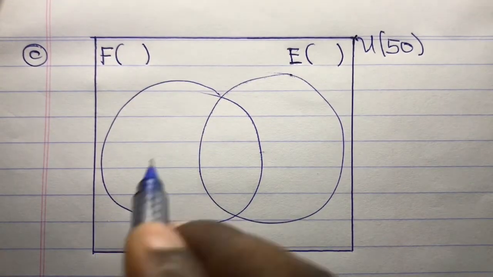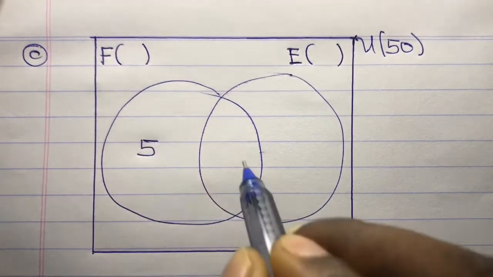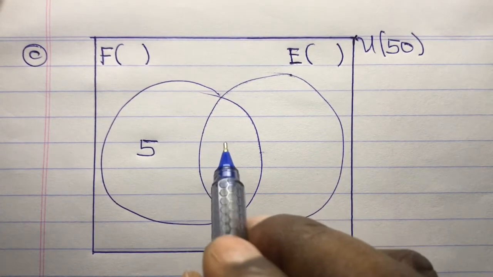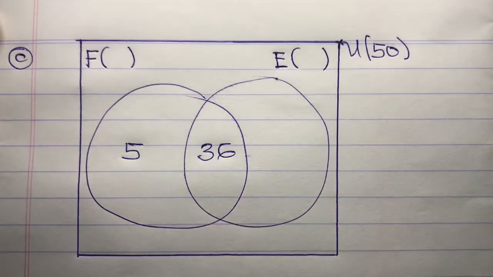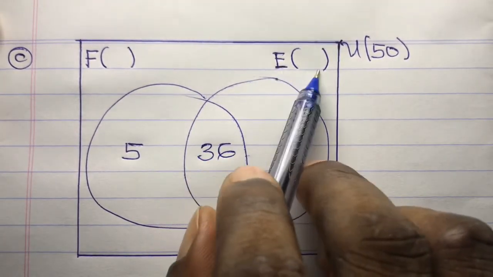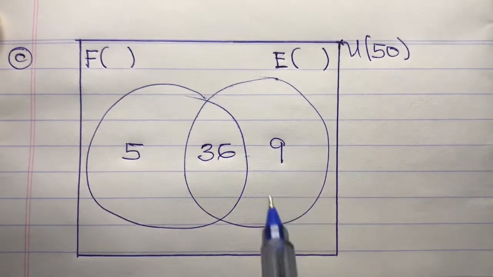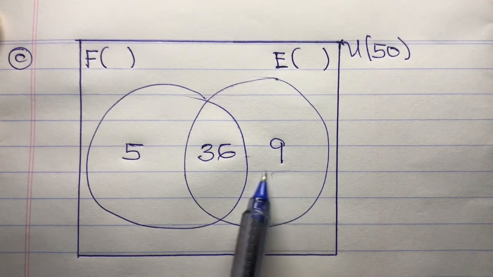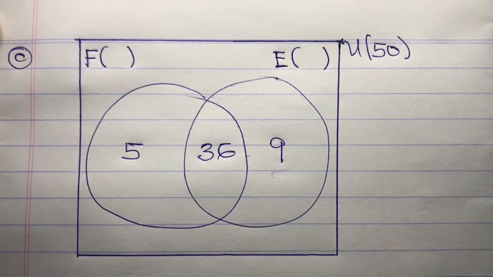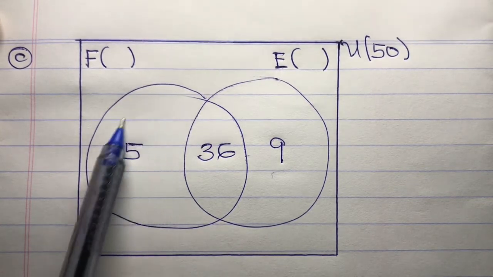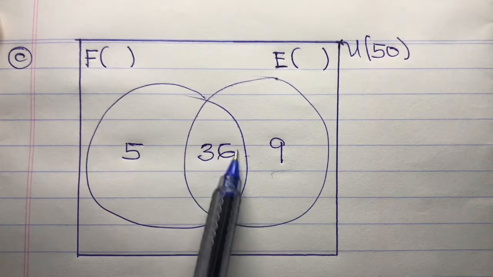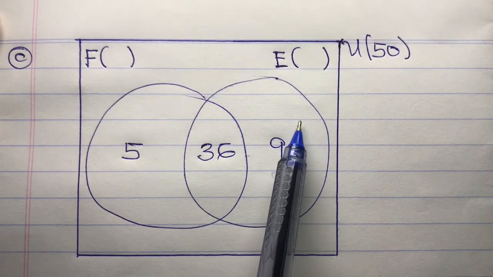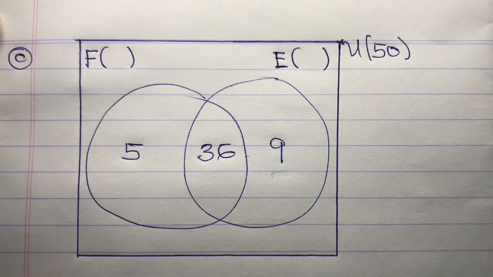From what we solved, we had those who speak French only to be 5. Those who speak both French and English to be 36. And then those who speak English only to be 9. Remember, we represented it by using y. And that is 9. We had it to be 9. So, if those who speak French only is 5, those who speak both French and English, 36, and those who speak English only is 9. All right?